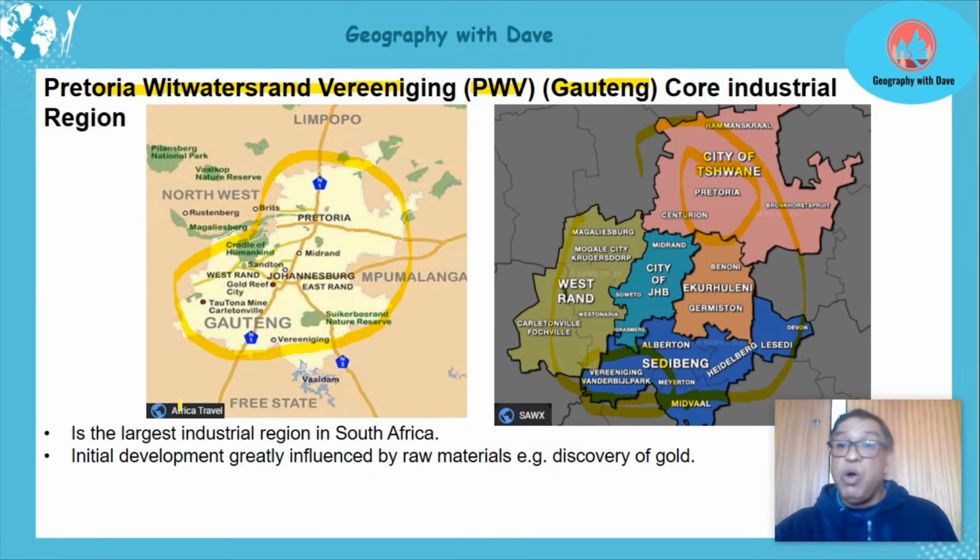One important point: this is the largest industrial region, or core industrial region, in South Africa. The largest. I'll show you more stats just now. Its initial development was greatly influenced by raw materials, for example the discovery of gold. This started it off as a mining area, and eventually, as minerals came through, people flocked in, and suddenly industries and tertiary activities grew, and it's grown so big. But that was the initial thing. Just a little background on the PWV area or Gauteng area.